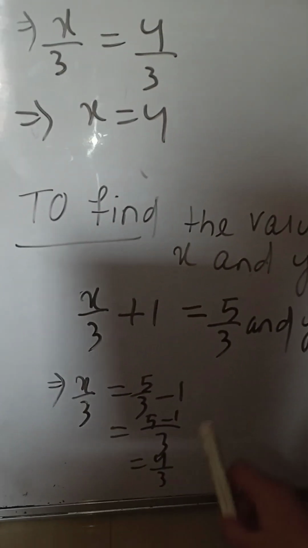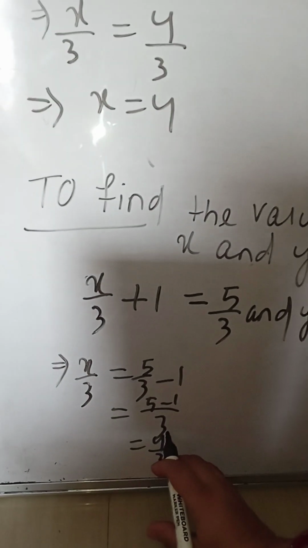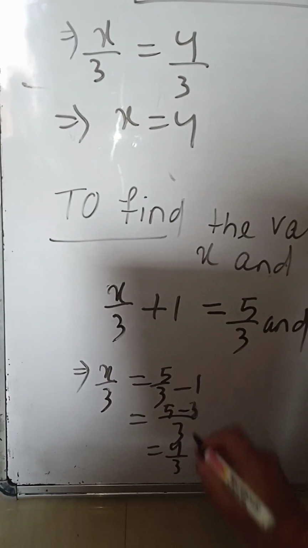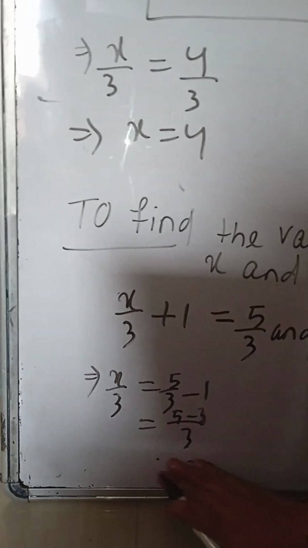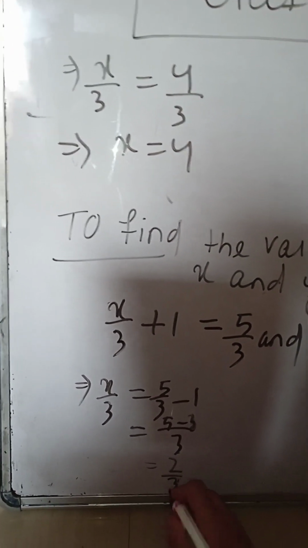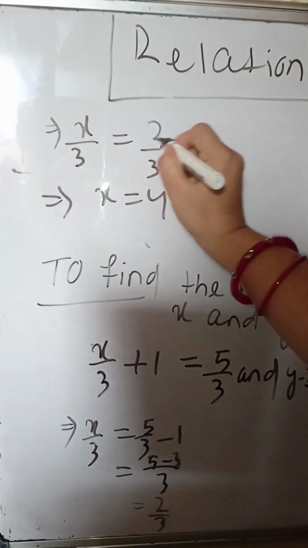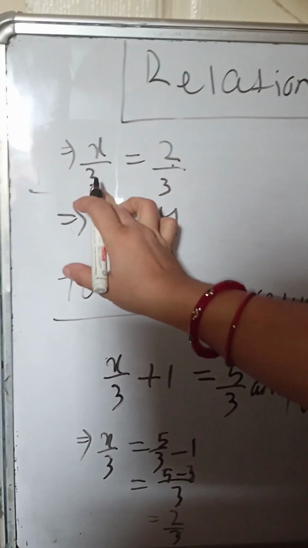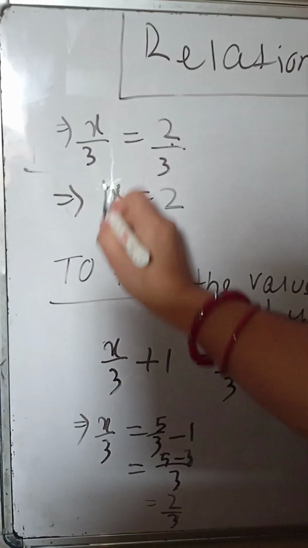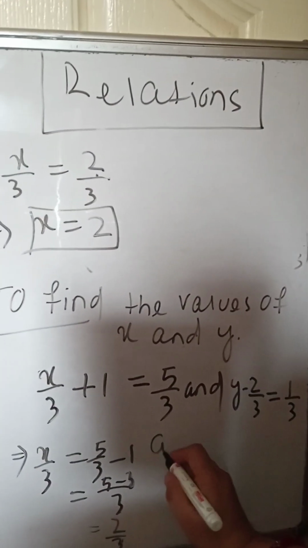Then similarly, yes, one mistake I made here, that is 5 by 3 minus 1, that is after taking LCM 3, this will be 3, not 1. So 5 minus 3 by 3, that is equal to 2 by 3. So this is x by 3 equal to 2 by 3. Now denominators are same, so implies x equal to 2. So the value of x is 2, and here similarly you can solve the value of y.